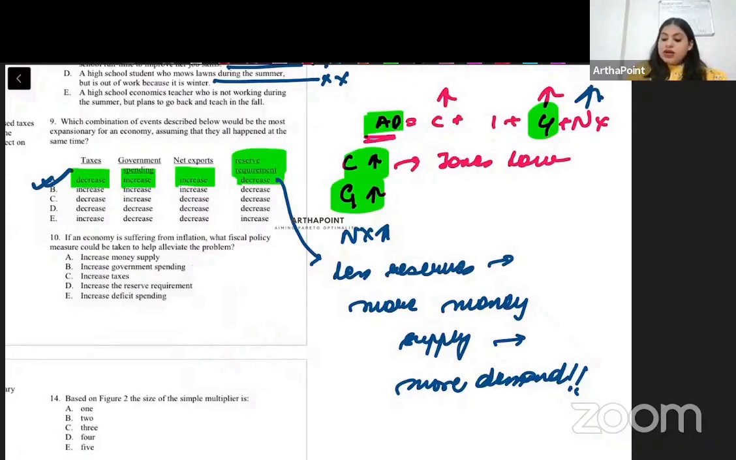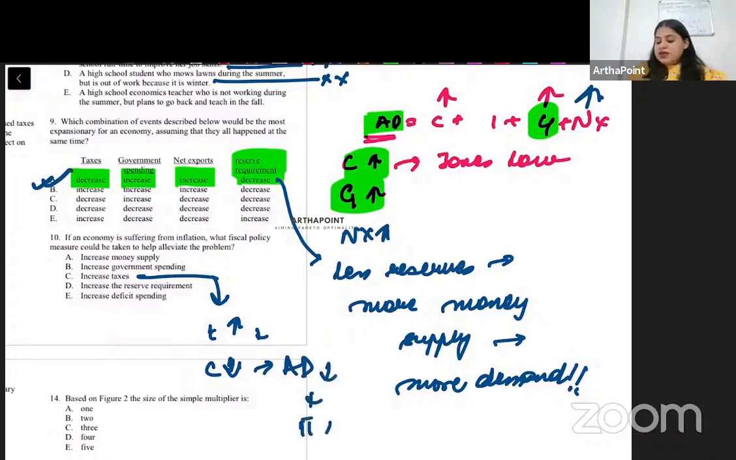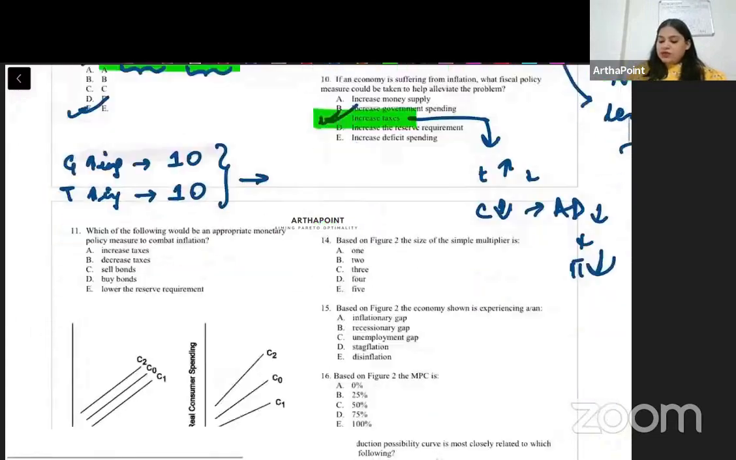Come to the next option, beta. Increasing taxes. Yes, that is right. When you increase tax, consumption decreases. When consumption decreases, demand decreases. If demand decreases, inflation decreases. So the answer to question 10 should be C. C is the correct option. Okay, come to the next question.